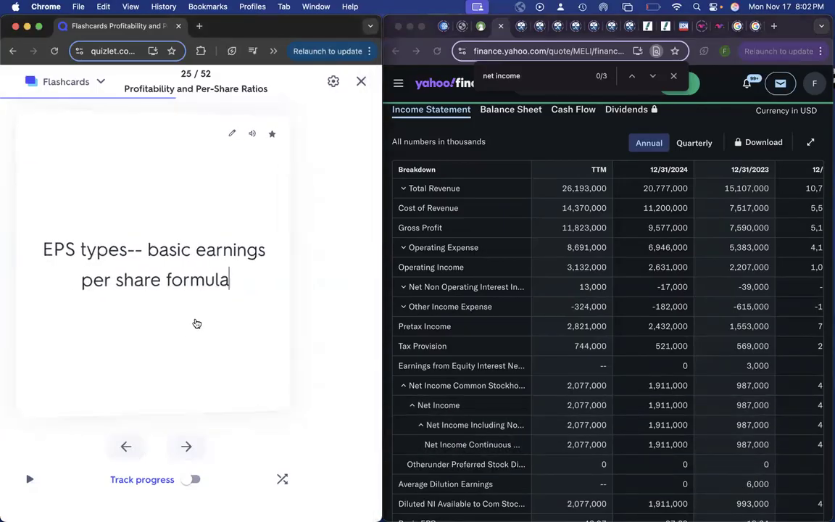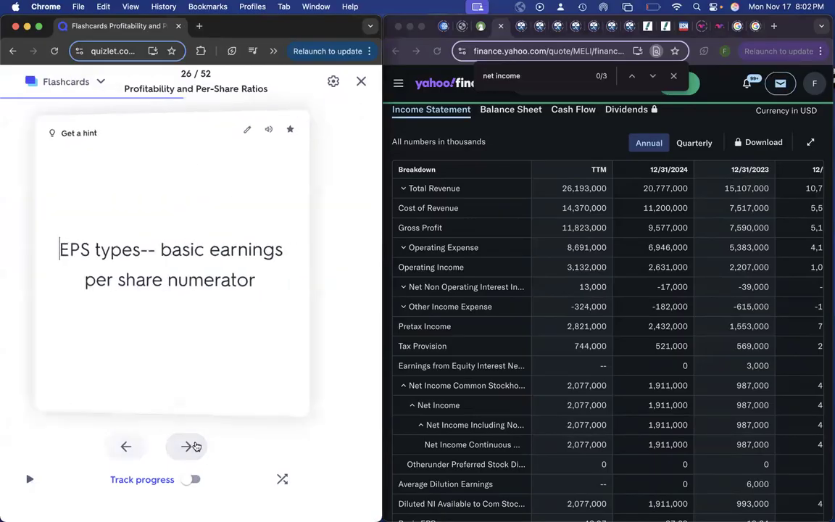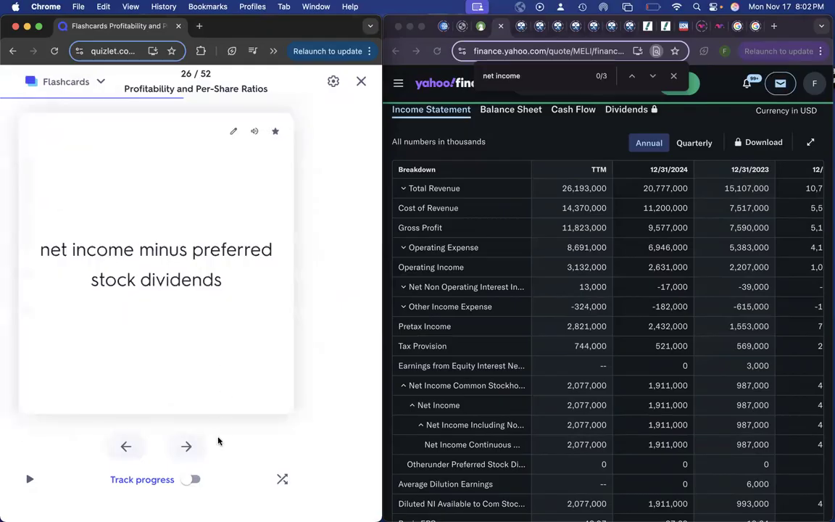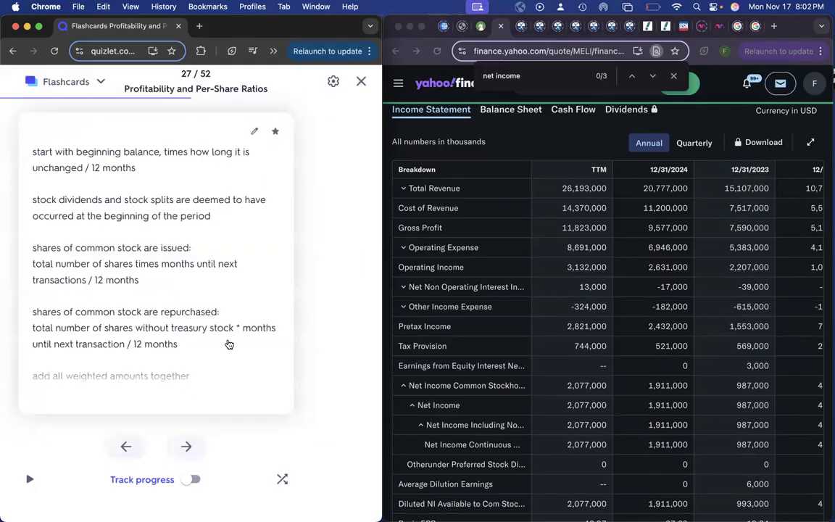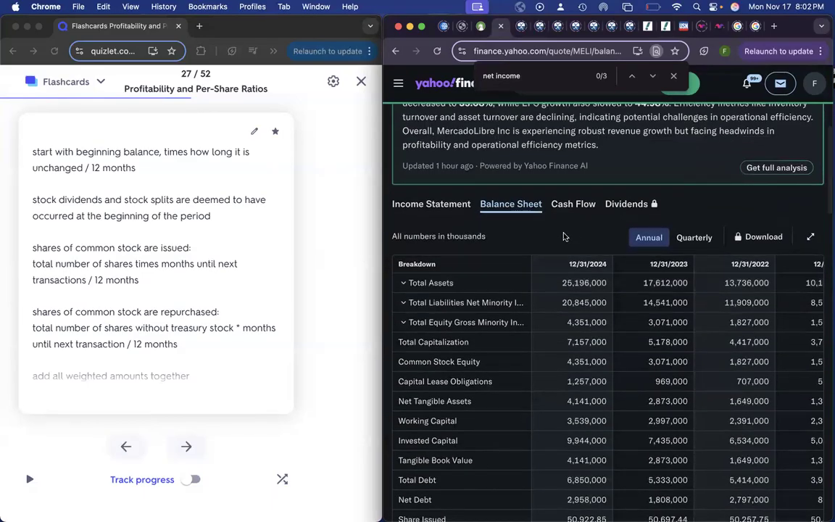So anyway, we have net income available to common shareholders divided by the weighted average of common shares outstanding. We already covered the numerator. So for the denominator, you have the weighted average of common shares outstanding. And this is a more complicated calculation than you would think because it's weighted average, not just average, right?